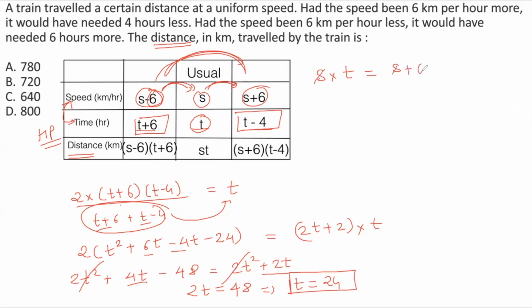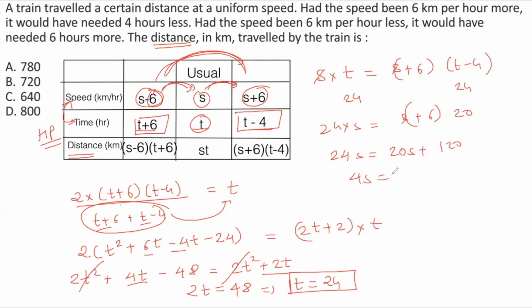The distance is (s + 6)(t − 4). We'll just plug in the value of t as 24 in this equation and find the speed, s. So 24s will be (s + 6) into (24 − 4), which is 20. So I will get 24s = 20s + 20 × 6, which is 120. So I'll get 4s = 120, or s is simply equal to 30. That's the other way of finding out the speed and time.